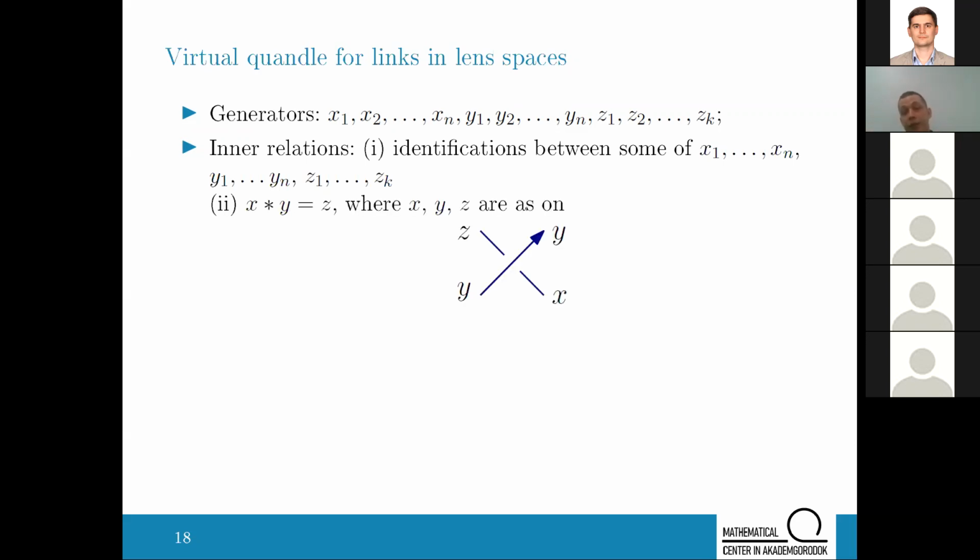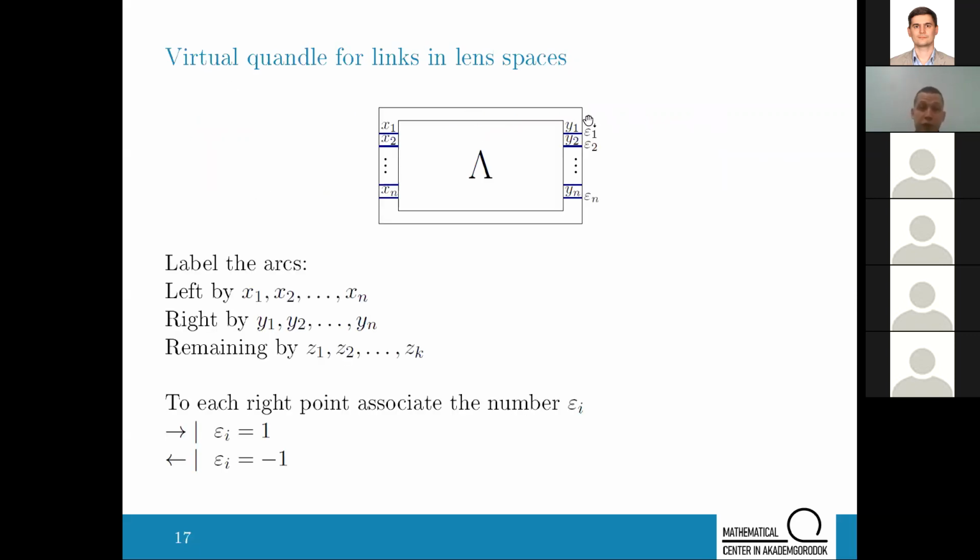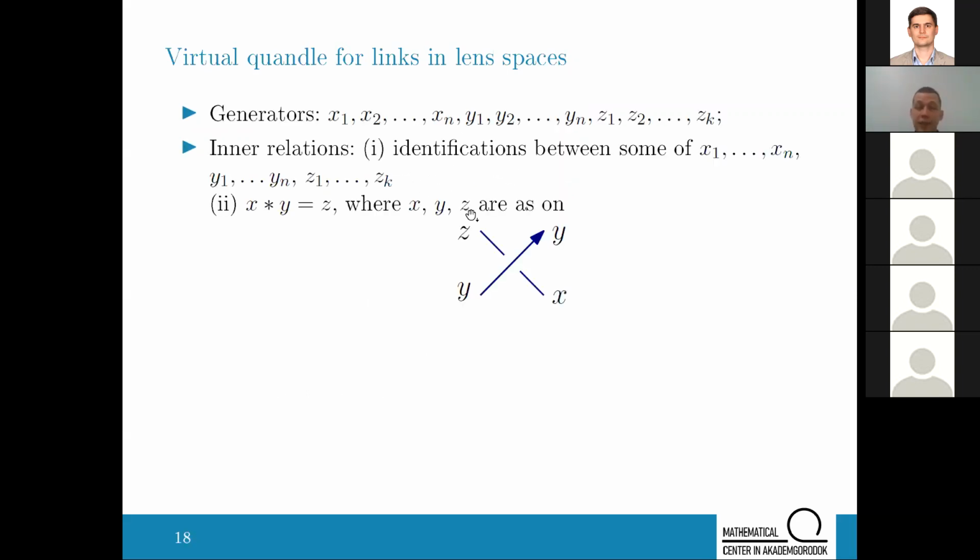The second relations, I call them inner relations because they can be written from the inner part of the diagram. The second type of inner relations can be written from classical crossings. And how do we do it? It's completely the same as in the case of classical quandles for classical links.